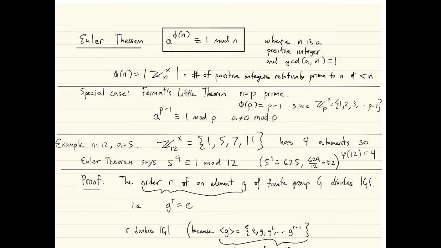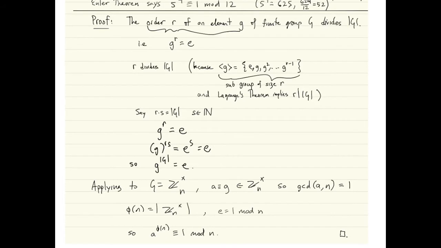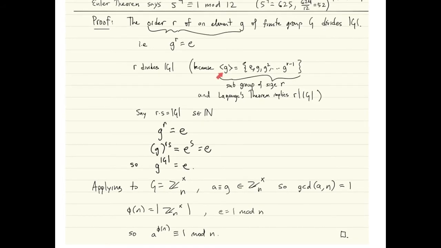Why is that? That's because the subgroup generated by g, written here, is just all the powers of g, and when you hit g to the r, you're going to get back to the identity. This is a subgroup of size r, whatever the order of g is, and because it's a subgroup, Lagrange's theorem says that its size has to divide the order of the group G, and its size is r, so this implies that r divides the order of G. Okay, so the order of any element divides the order of G. That's what we've explained so far.